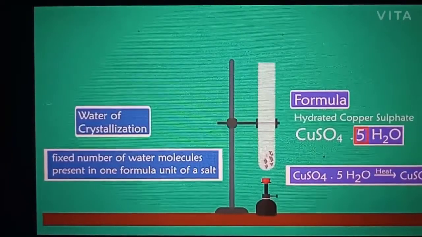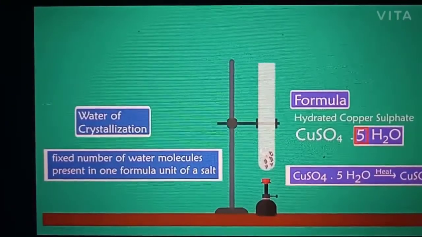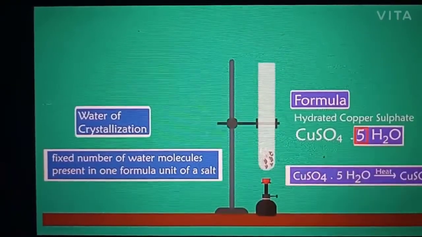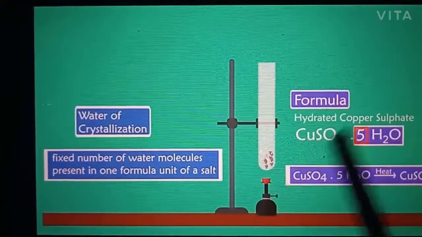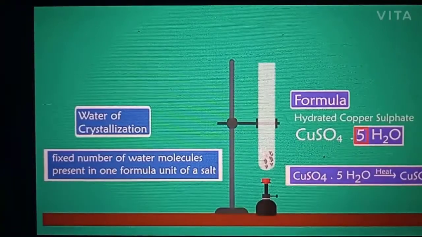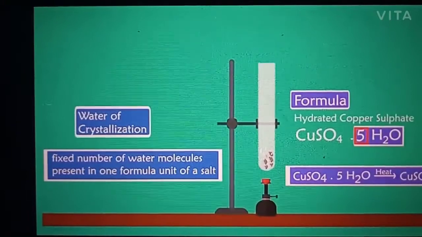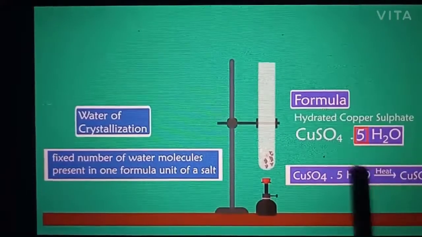It is a fixed number of water molecules present in one formula unit of the salt. As I told, if there is a salt, one unit of salt is there, and with that there is a fixed number of water molecules. If you write 6 or 7 here, it has a different meaning, okay? So you should not change the formula.